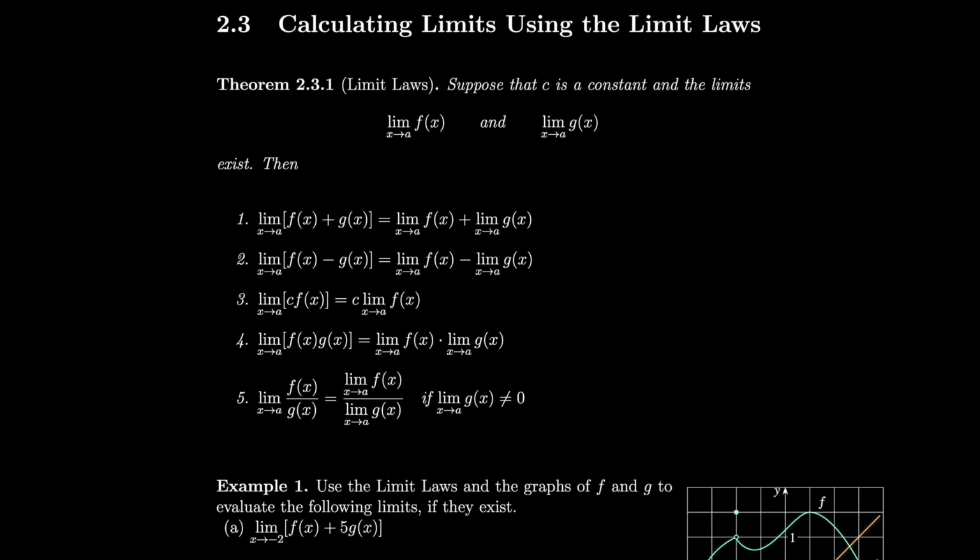If you have the limit of a product, you can just multiply the two limits. And if you have the limit of a quotient, then you can divide the two limits, assuming that the denominator limit is not 0. Let's use some of these.